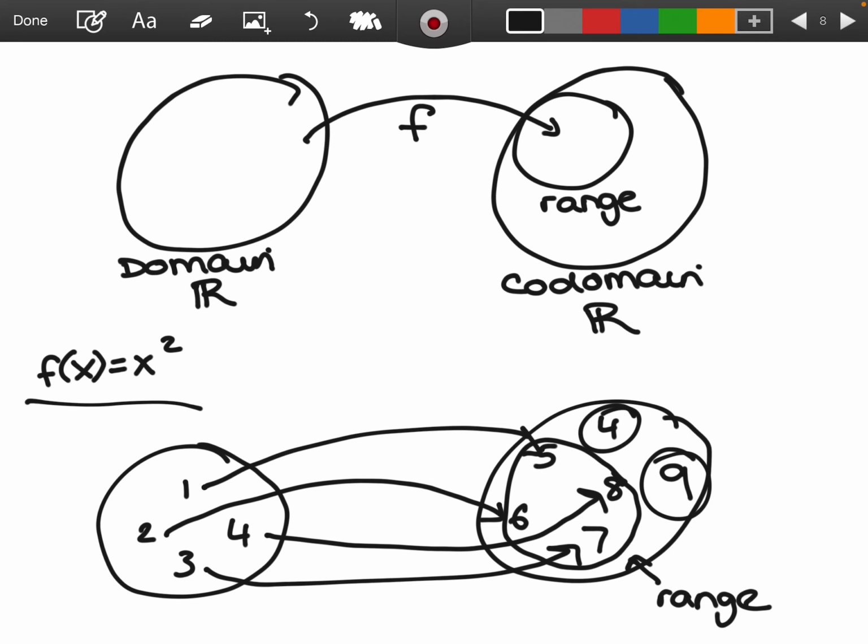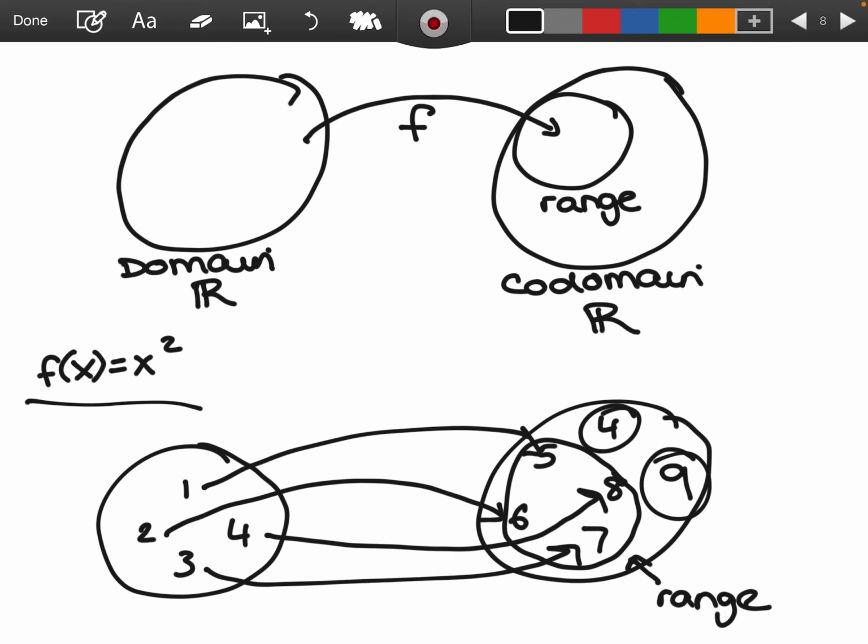Let's go back to our f of x is equal to x² example. This is a very good function to look at in terms of range and codomain to show that they are actually different things. We have a polynomial. A polynomial maps from the real numbers into the real numbers. However, when you square values, the lowest value that you can get out, the lowest value that is mapped to, is 0. You can take any real number, but if you square it, it becomes positive. It becomes greater than or equal to 0.